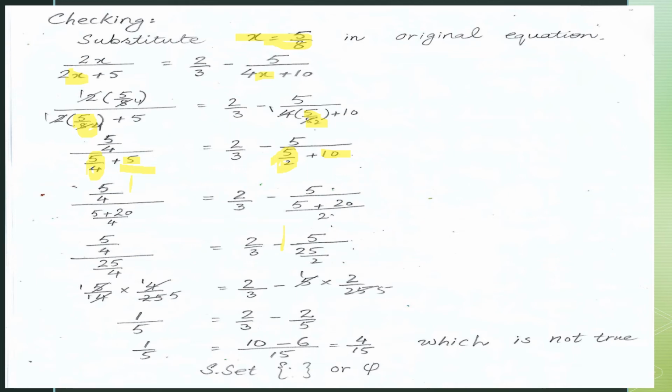5 by 20 over 2, you will take the LCM again, and if the two sides are equal, for example 1 by 5 is coming on the right hand side and on the left hand side it is coming 5 by 1 by 5, then it is satisfied, and the solution set would be 5 over 8. But we have seen that 1 over 5 is on one side and the other side carries 4 over 15, which is not true. So our solution set is an empty set or phi set. Okay.